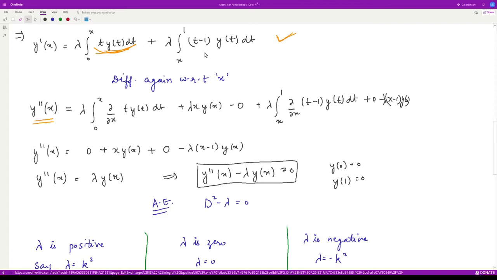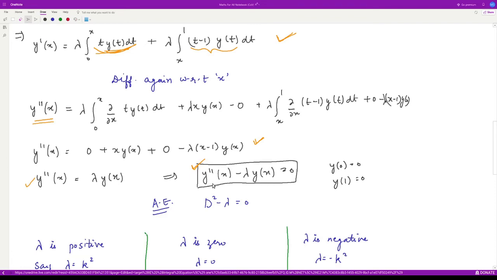Let's come to the second term. The same rule we have to apply over here. There is no term containing x, so its partial derivative with respect to x would be 0, and the upper limit is constant, that is 1. The lower limit we have is x, right? So 1 into lambda x minus 1 y x, because we'll replace t with the lower limit, that is x. So you are left with this term. When you simplify this, you'll get this. This is a simplified differential equation of second order.